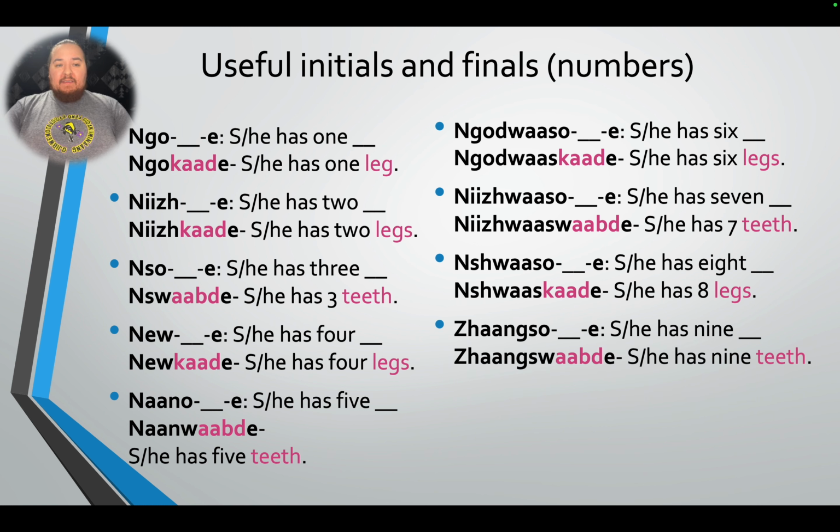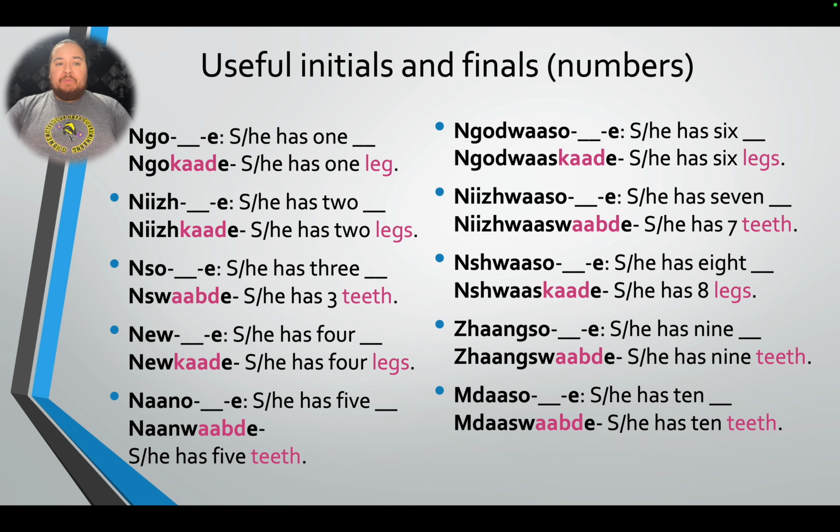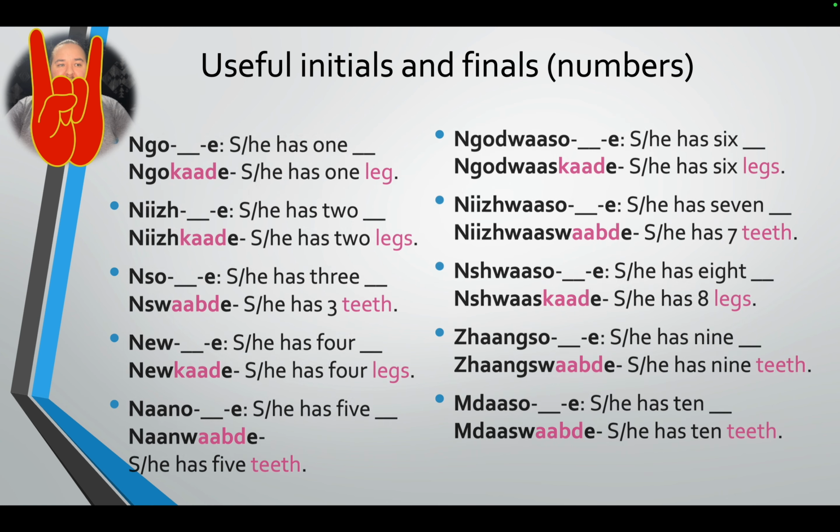Zhangsa blank e. So Zhang swab de, he has 9 teeth. And lastly here, Ndasa blank e. She has 10 whatever. So Nda swab de, he has 10 teeth. And so here I've indicated our usual signal to jot down all on the screen for your notes. So I'll give you a chance to pause here so you can write these down in your notes. All right, let's move on.